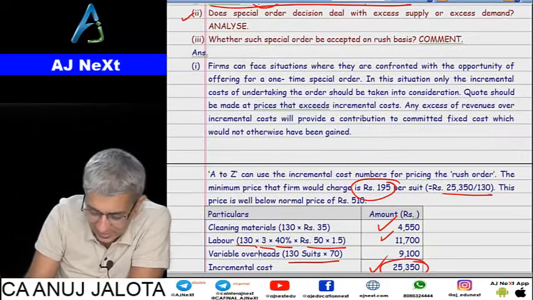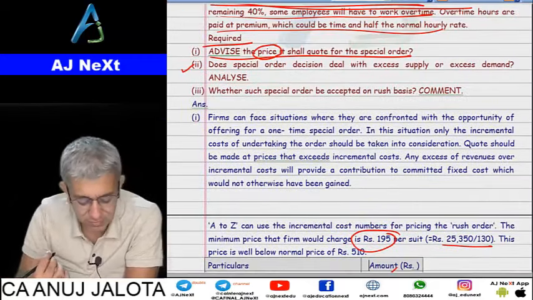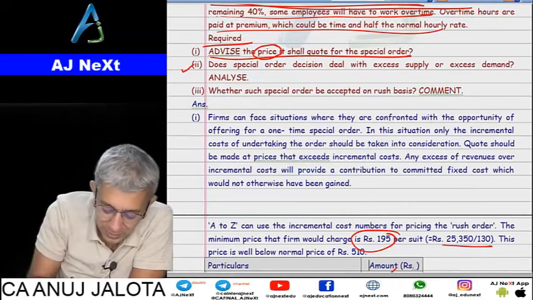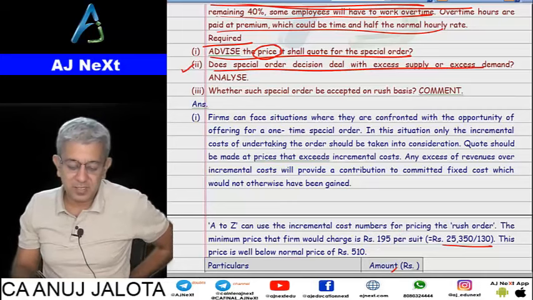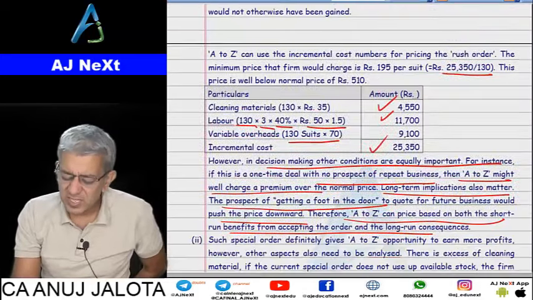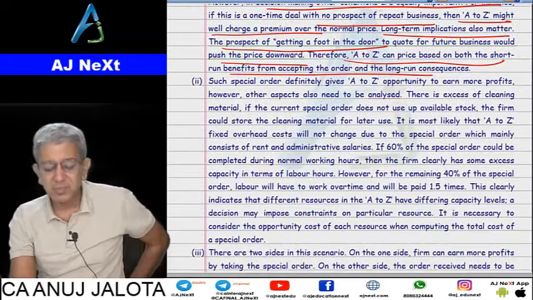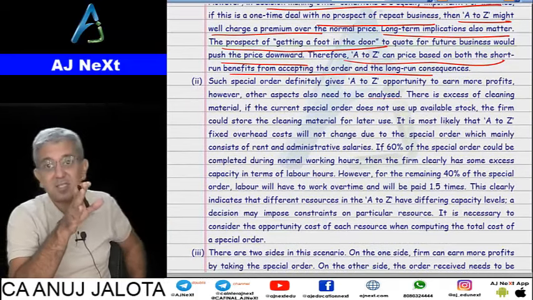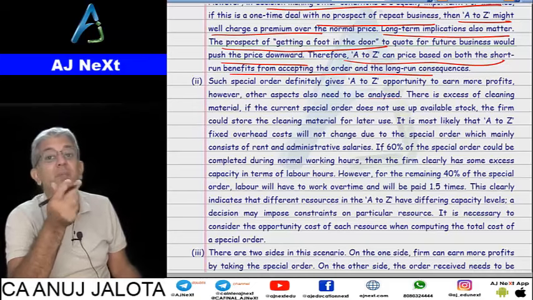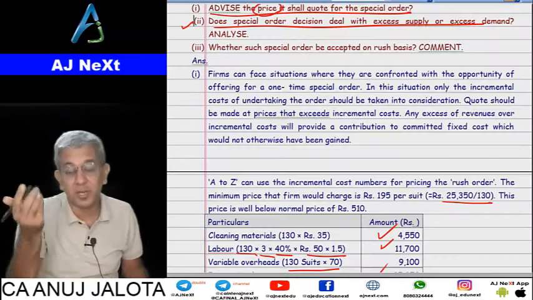Now, the second part is a strange part here. Does the special order decision deal with excess supply or excess demand? Analyze. Honestly, in some cases, when I read the answer, then I realized what they are asking: does it deal with excess supply or excess demand? Excess supply or excess demand of what, I did not understand actually.